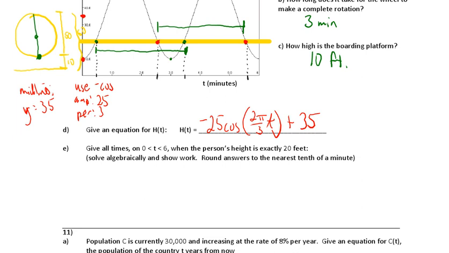All right. So let's go ahead and 20 equals negative 25 cosine 2 pi over 3t plus 35. Let's subtract 35 from both sides. Negative 15 equals negative 25 cosine 2 pi over 3t. I'm going to divide both sides by negative 25, and that's going to give me 15 25ths or 3/5. 0.6 is fine.